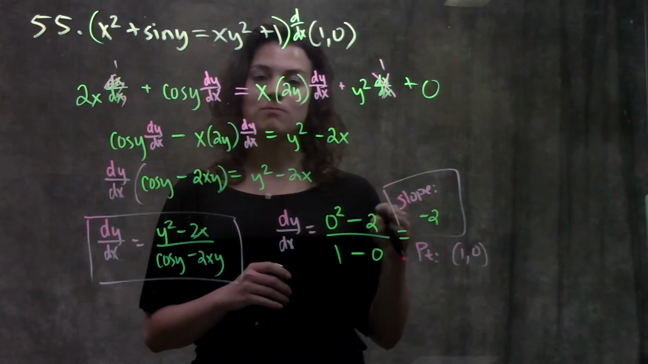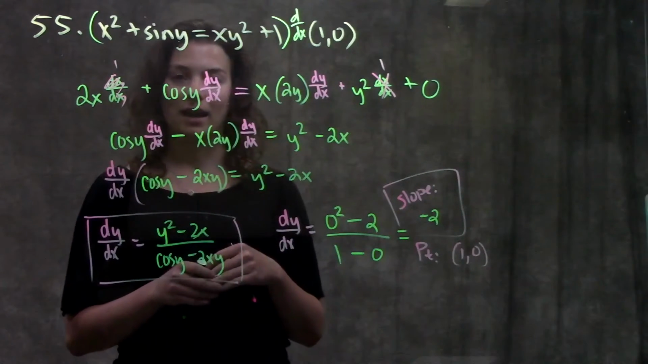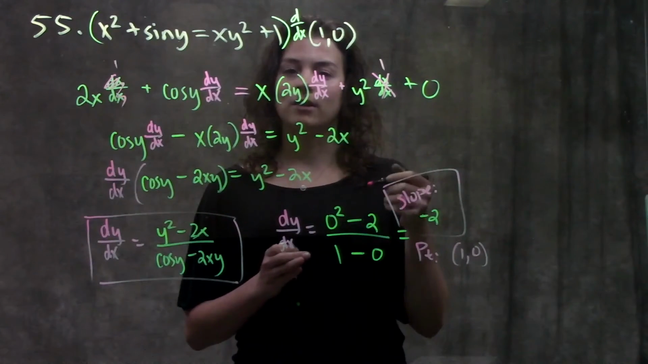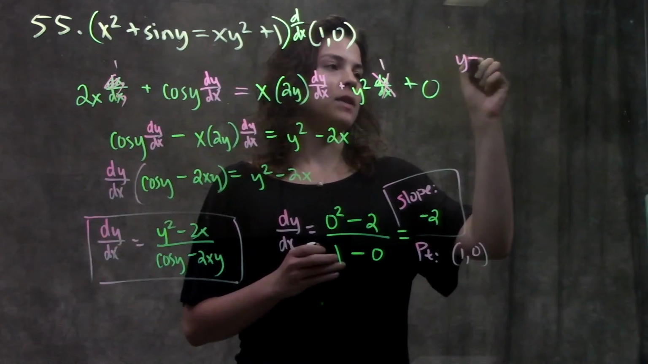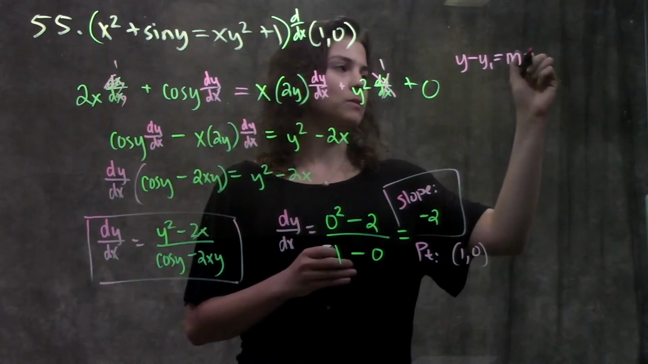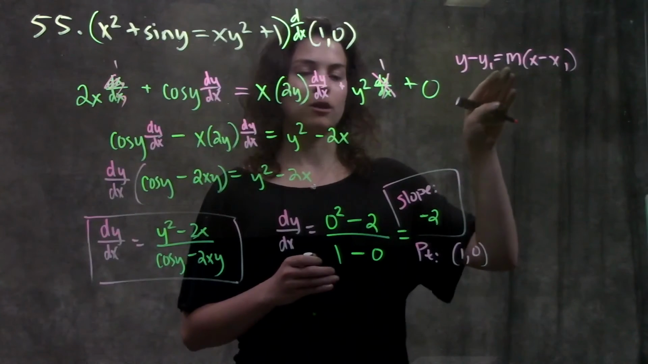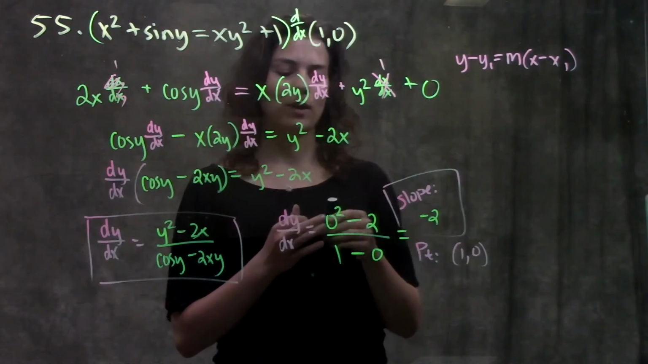And now that we have our slope and our point, we can just plug that into the equation of our line and have the equation of our tangent line. So remember, there's a couple different ways you can find the equation of a line, but the one I'm going to use is the point slope form, and that tells us that y minus y1 is equal to m, the slope, times x minus x1. And from there, I just plug in my slope for m, plug in my x and y values, and get the equation of my line.